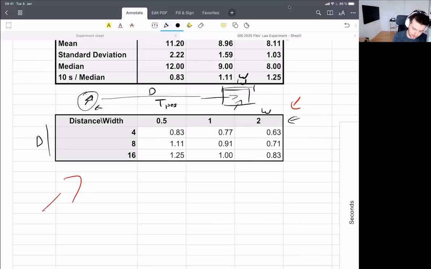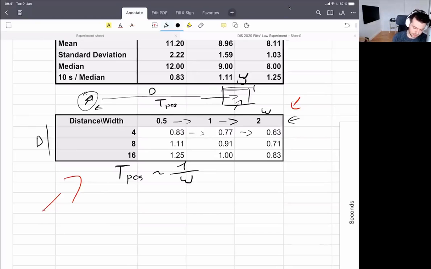What we can see is that from here to here, we increased the width of the target, and the time it took you to hit the target actually decreased. Going from here to here, you first had 0.8 seconds, 0.7 seconds, and then roughly 0.6 seconds. So the time it takes you to hit your target is kind of anti-proportional to the width of the target.